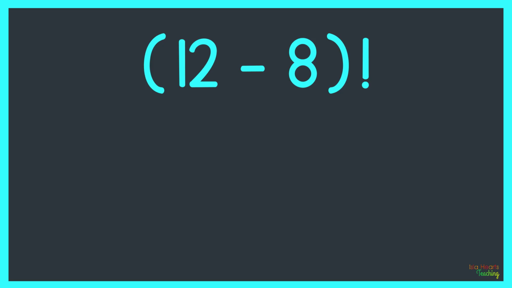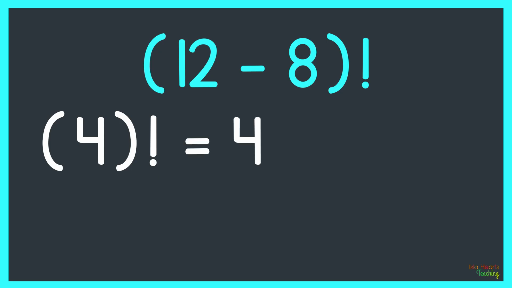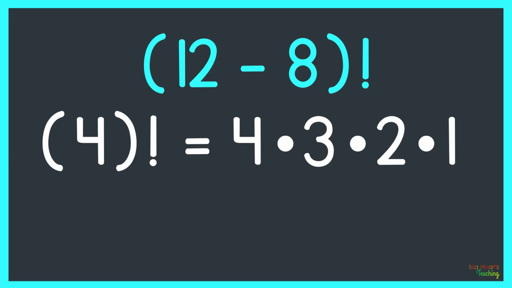To solve this, we must adhere to the order of operations, so we start by solving the equation within the parentheses. 12 take away 8 is 4. So, we now have to evaluate 4 factorial. And we know that 4 factorial is the same as 4 times 3 times 2 times 1. And the answer is 24. This means that the difference between 12 and 8, in parentheses, factorial, equals 24.